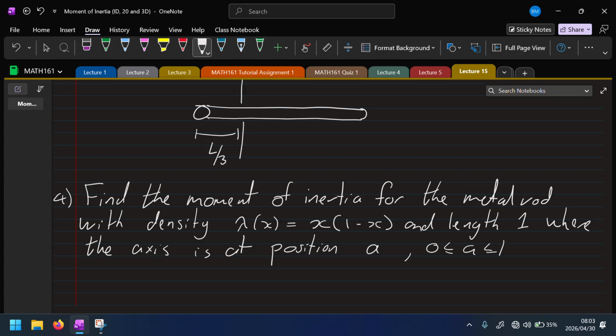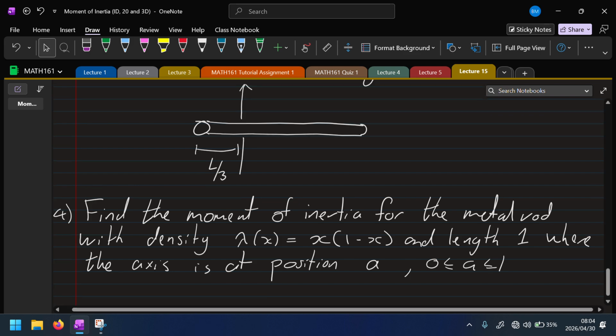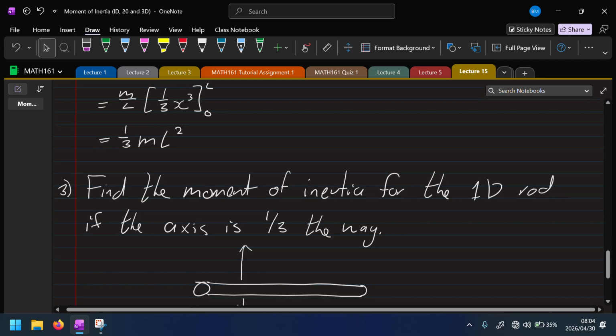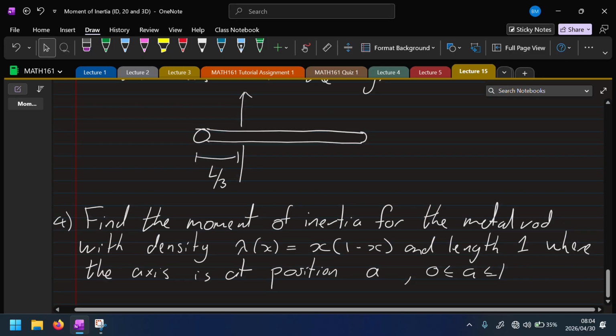Okay, so we've got a rod, length 1, but a non-uniform density. Here the density changes when you go from one end to the other. The axis is going to be at some A, and we don't know what it is. Find the moment of inertia for that. If you can do number 3, then number 4 is very easy to do. Any questions for this number 4?